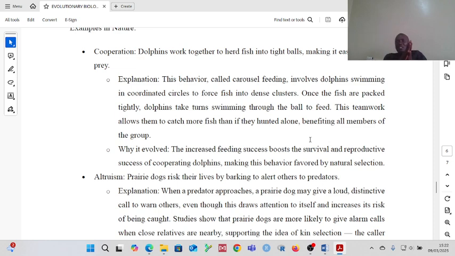So the cooperating dolphins are likely to get more food. By getting more food, they survive more. By surviving more, their reproductive ability, their reproductive success is also likely to do what? To increase. Then this behavior will now be favored through natural selection. Because the ones that are doing this ndio zinaishi, zinapata chakula, zinaishi, zinazaana, zinaendelea kukua within that particular population.